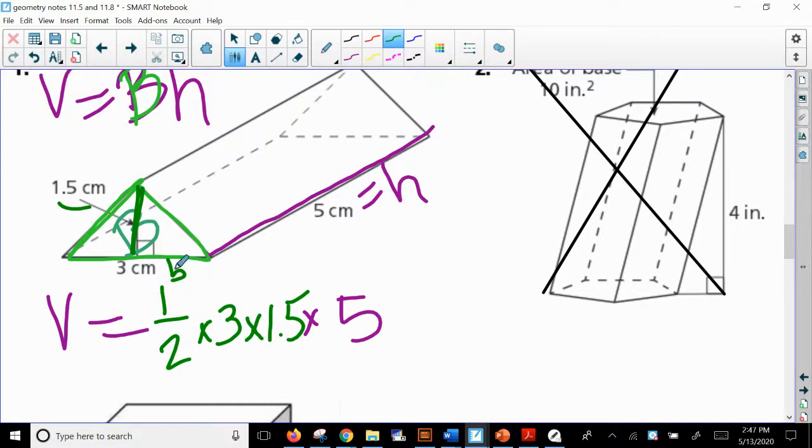Everything in green is the area of the base. Everything in green is big B. And 5 is my height. That's how tall the whole thing is. So I'm using my handheld calculator, okay? So 1/2 times 3 times 1.5 times 5, and I have 11.25.